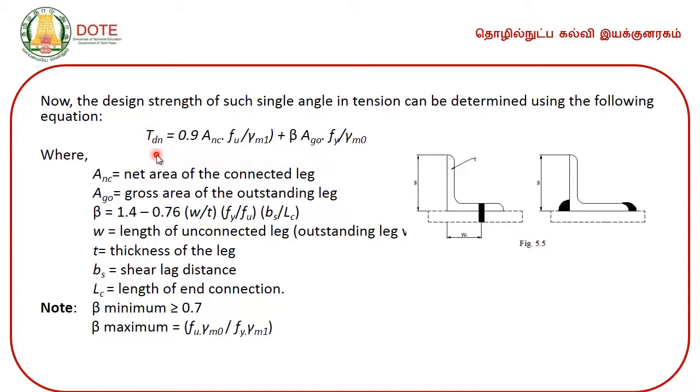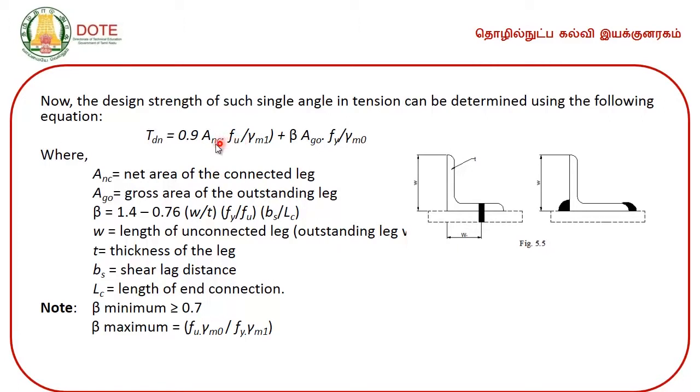Here Tn, that is the design tensile strength of the tension member, that is the angle member, is equal to, again remember, this is tensile strength, and I told you tensile strength is nothing but the load carrying capacity. Again load is equal to area into stress. So, this part you just remember: 0.9 times the net area of the connected leg multiplied by the ultimate stress. Always the net area is associated with ultimate stress, and which is associated with the partial safety factor for the material under ultimate stress. So, this is the area into the stress.